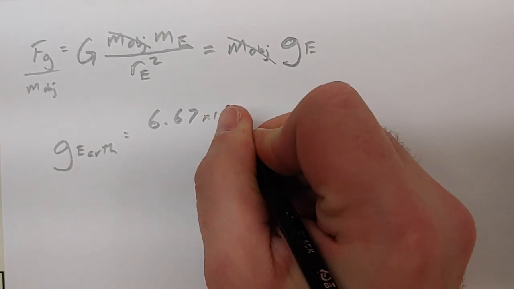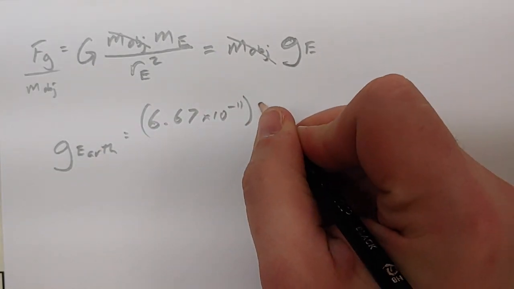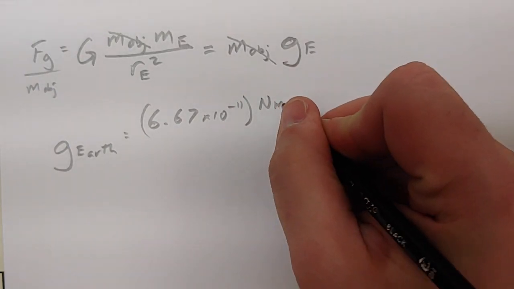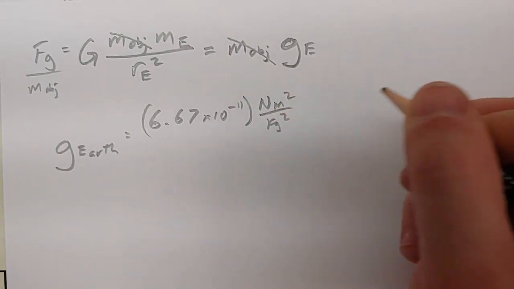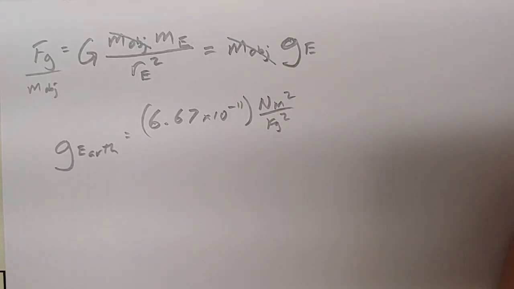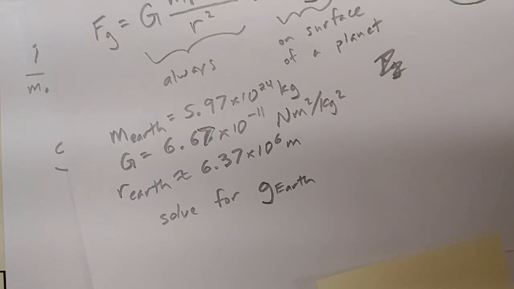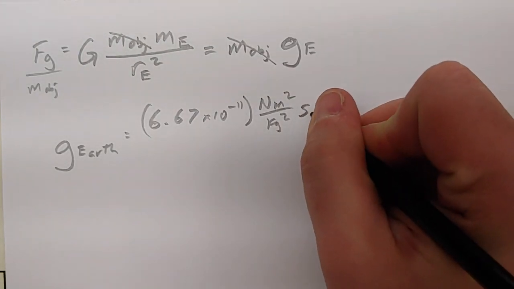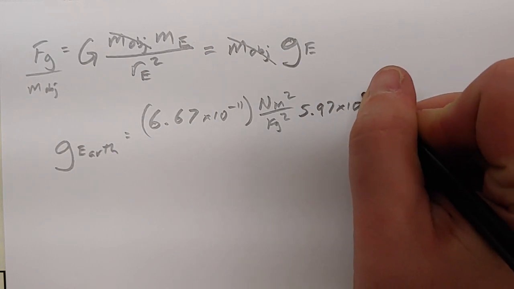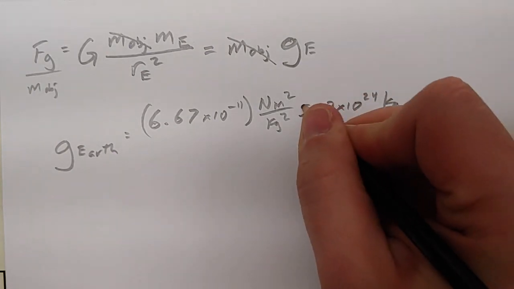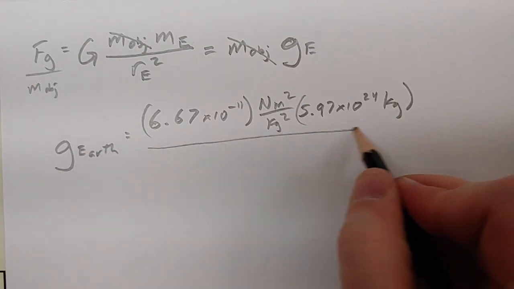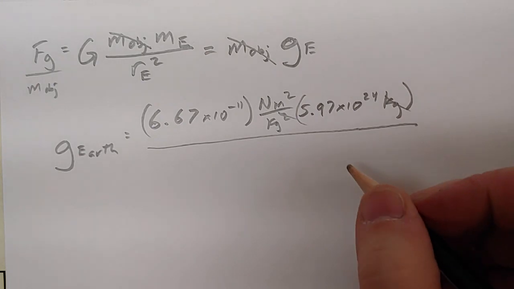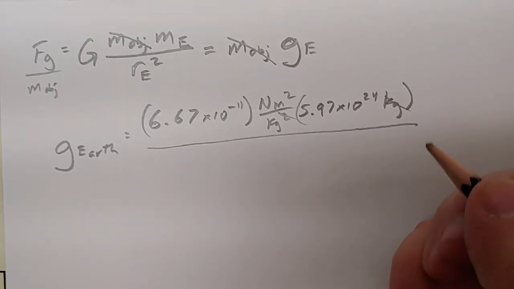And so g for the Earth should be equal to big G, which is 6.67 times 10 to the negative 11th Newton meter squared per kilogram squared, times the mass of the Earth, which we said was 5.97 times 10 to the 24th kilograms. So we'll get a kilogram and a kilogram to cancel out there. And then we're going to divide by the radius of the Earth squared.